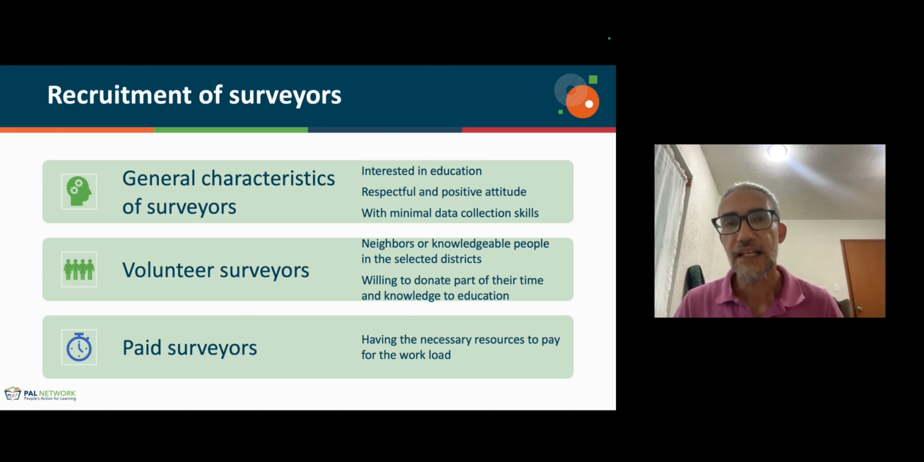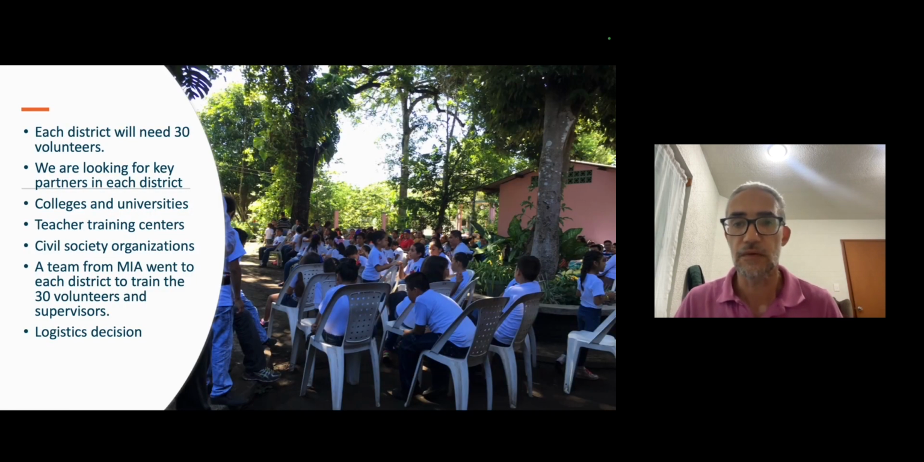And if you remember, in the Mexican case, we try to involve society to understand the intensity of the learning crisis. Because of that, we chose to work with volunteer surveyors. But if you have resources and budget, and for example, lack of time, maybe paid surveyors could be a good idea. In the Mexican case, each district needs 30 volunteers. We are looking for key partners in each district. For example, in Veracruz, we have 20 districts, and we look for key partners in each of the 20 districts. For example, we try to tie with colleges and universities, teacher training centers, civil society organizations, and so on.